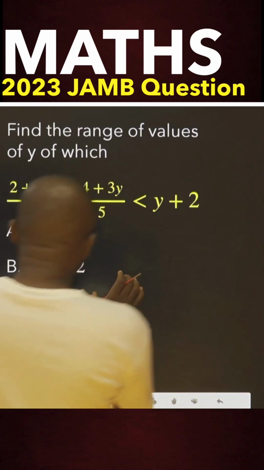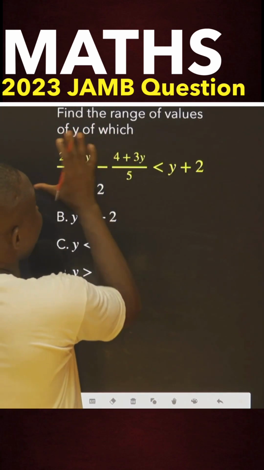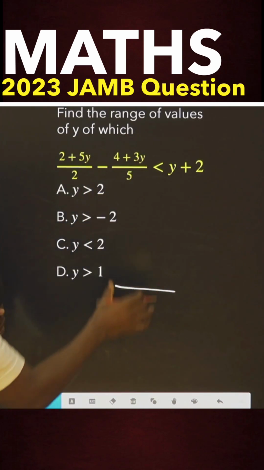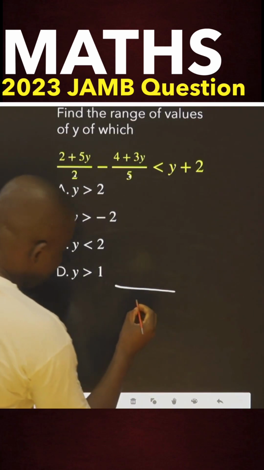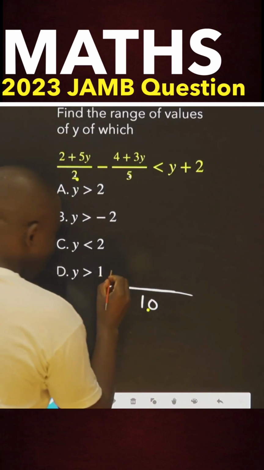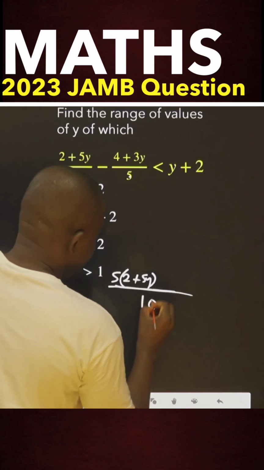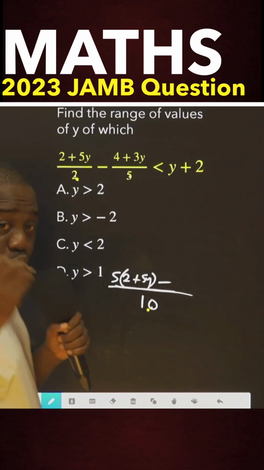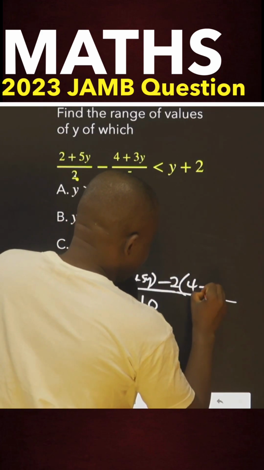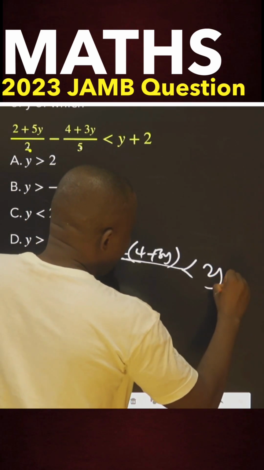Very simple. This is what? Inequality. You concentrate on this side first. That is to say, this one now, we are going to find the LCM. I don't want to write it down, not to waste our time. The LCM of this and this is 10. 10 divided by this is 5. We multiply everything here by 5. That is 2 plus 5y. Then minus, this divided by this is 2. 2 multiplied by everything here, that is 2 times 4 plus 3y, less than y plus 2.